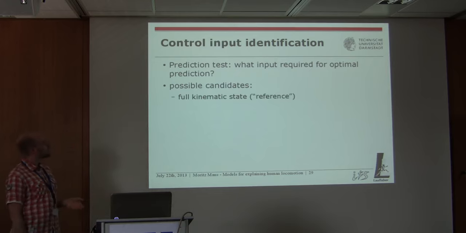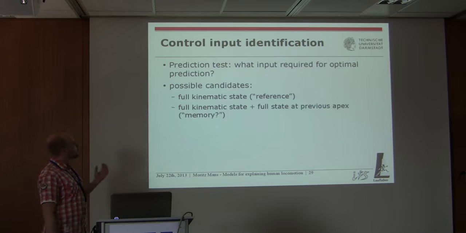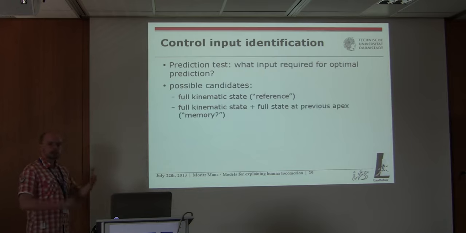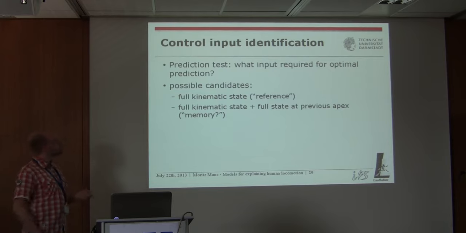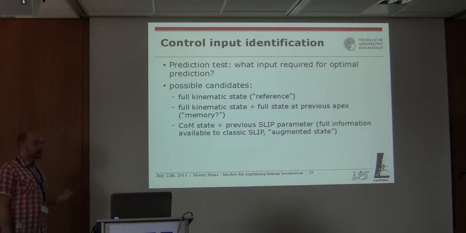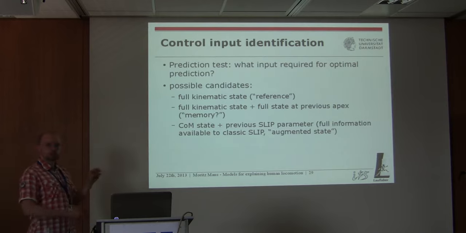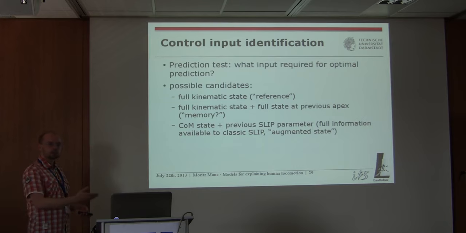The possible input candidates are the full kinematic state. So I know everything that I can measure. This is basically my reference, because I don't have any further information. Maybe except the full state of the apex and the full state of the apex before, because it might be that we use our memory. It might also be that SLIP is self-contained. So I just need to know the center of mass state, which is part of SLIP anyway, and the SLIP parameters from the previous step, which are also known in the SLIP simulation.